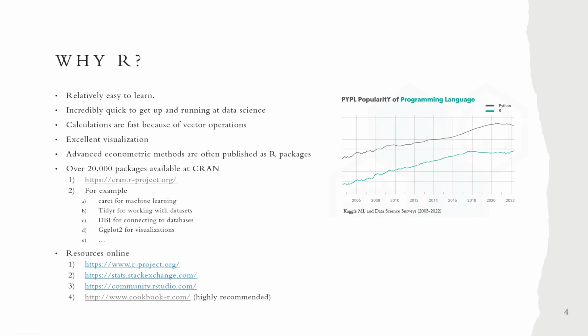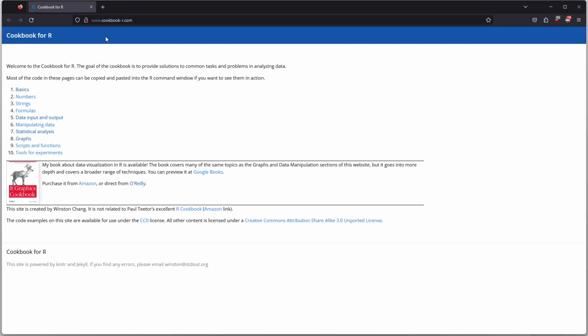And lastly, I would like to point out some resources online, and that would be the main R project page, r-project.org. This is where you find the R installation file. And you also have Stack Exchange, you have the RStudio community, and you have a very good R cookbook, where if you have a very interesting dataset, you can just download the dataset and follow this book and see what you get out of the dataset.